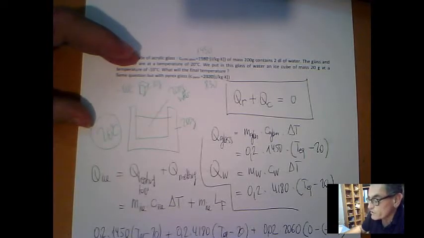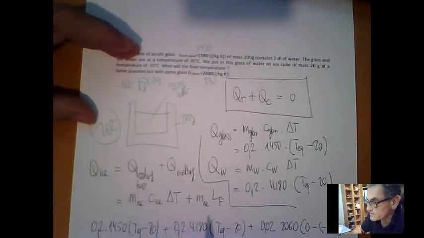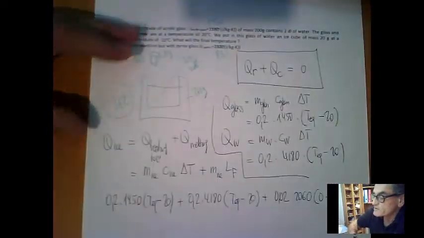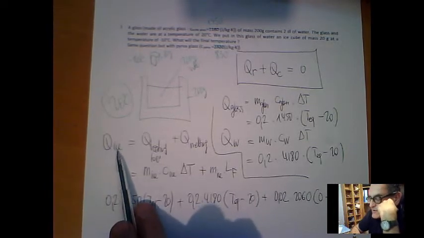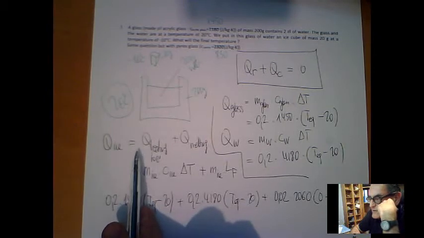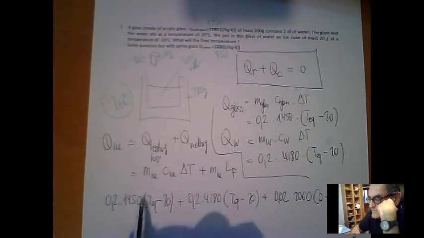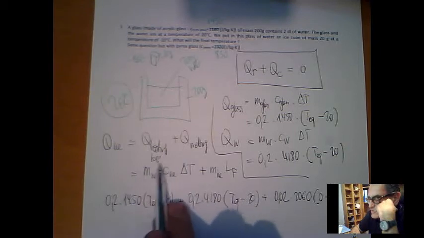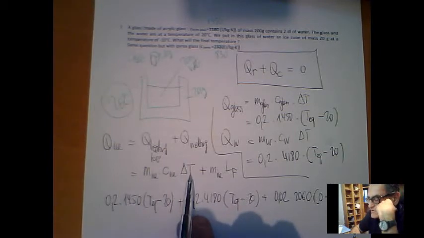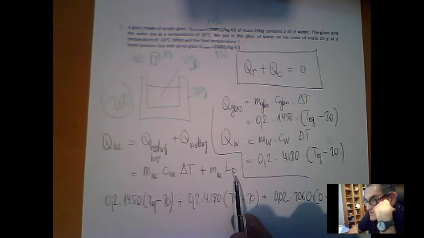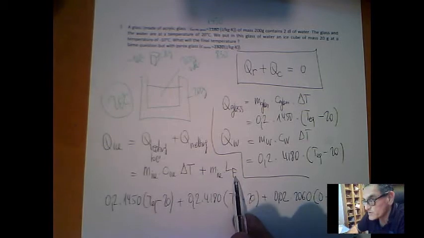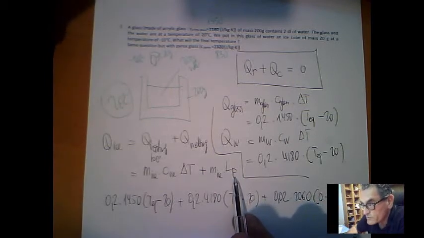And now I have forgotten one term. What have I forgotten? I made a mistake until now. What have I forgotten in all that? Can you tell me? I forgot one term for the ice. I have a term here which accounts for heating up the ice to 0 degrees. Then I have a term for melting the ice, but once the ice is melted, the water which is resulting from this melting is going to be at 0 degrees.